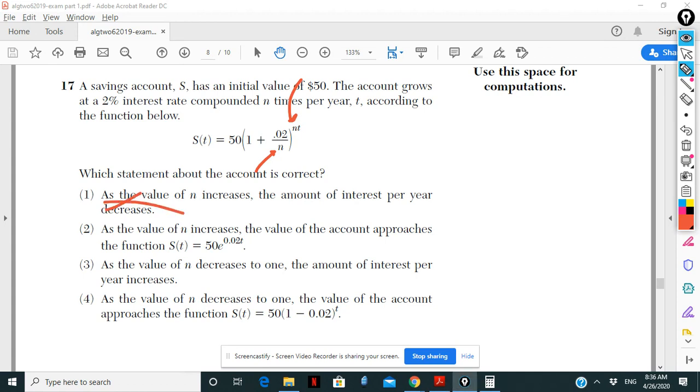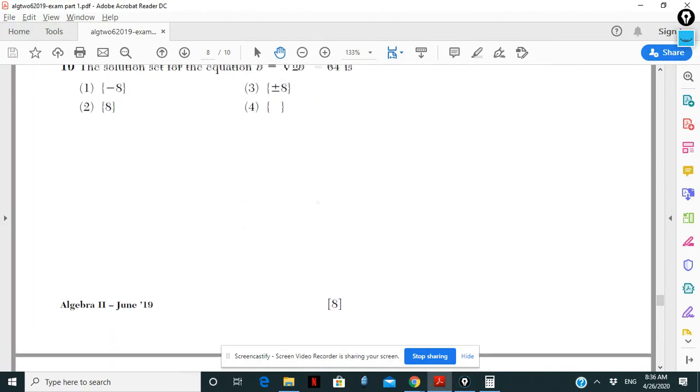Now, as the value of n increases, the account approaches the function e to the power 0.02t. This is correct because as the number n increases, what's going to happen? Instead of being compounded monthly, it's going to be compounded weekly and daily. So it's going to approach continuous change. That means I'm going to have the natural number e. So the answer is 2. Question number 18.